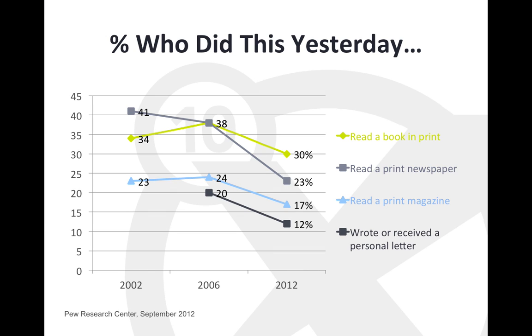the market today. This is some research from Pew Research Center from September 2012, and I think what they did that's interesting is surveyed people to ask them how many of them did these particular activities in the past 24 hours. So read a book in print, read a print newspaper, a print magazine, or wrote or received a personal letter. And I guess not surprisingly, over the past decade, those things have gone down, but particularly in the past 5 years, you can see that there's been a huge decline.